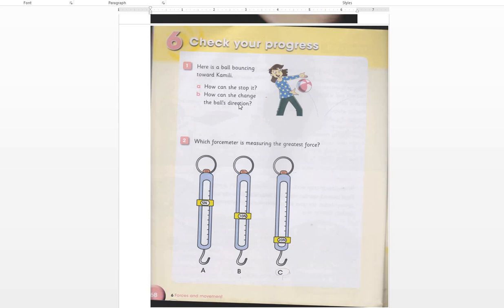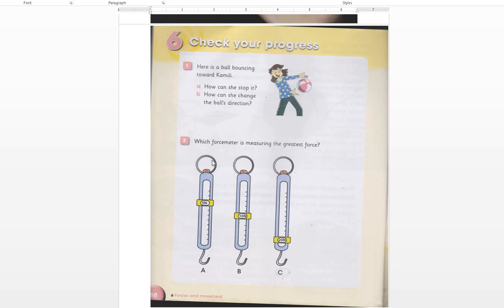B, how can she change the ball's direction? Every time at home or at school when you are playing with the ball, how do you change the direction? You always change the direction by pushing it to another direction, right? And that is your answer.